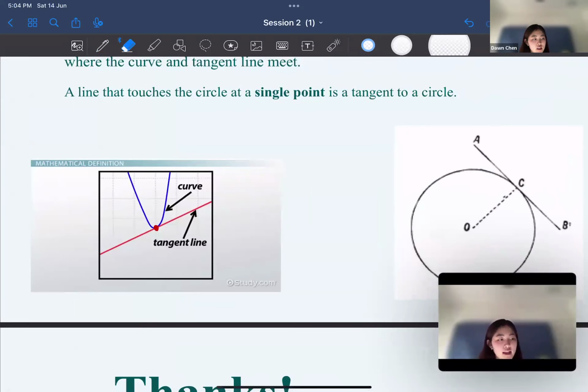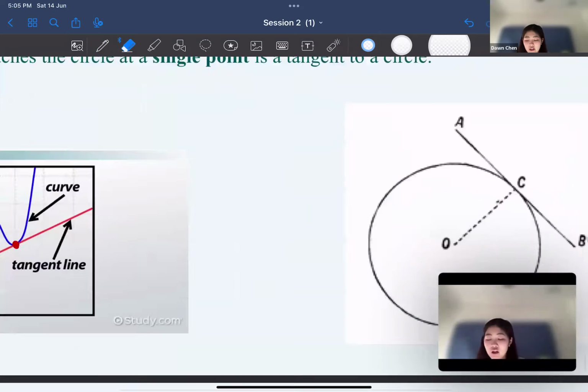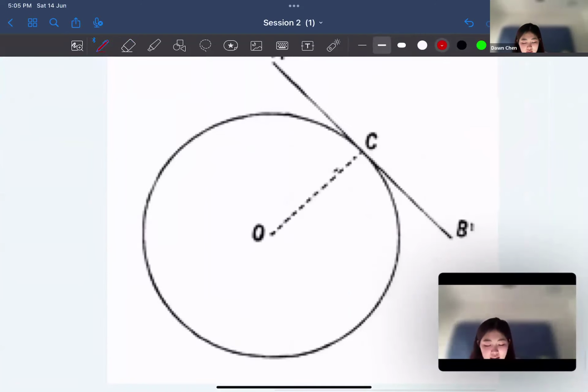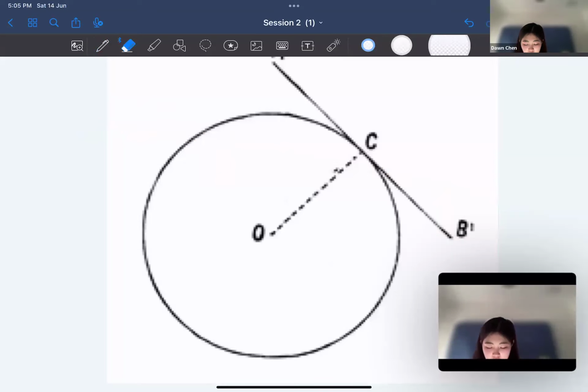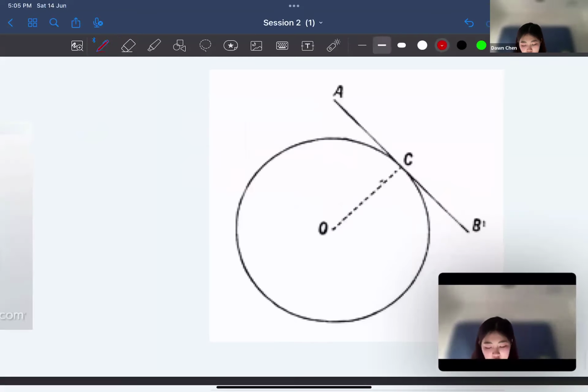In Euclidean geometry, we're usually thinking about a tangent in terms of a circle. A tangent of a circle would be a line that touches the circle at a single point, right? If you draw a random line, it's quite likely that it will cross your circle at 2 points. But for the line to be a tangent, you can see AB here is tangent to our circle because it only touches our circle at one singular point, which is C, right?